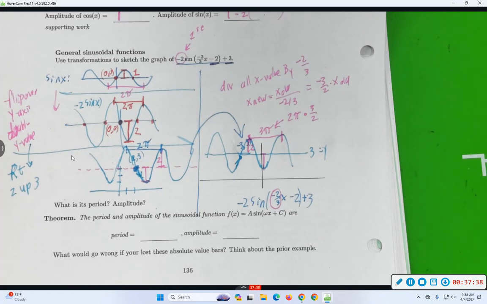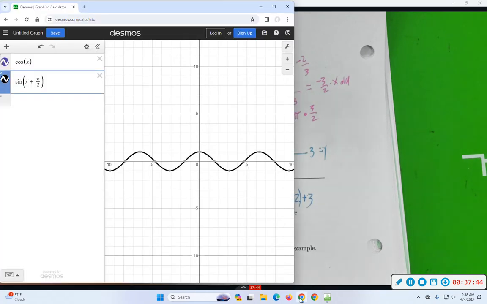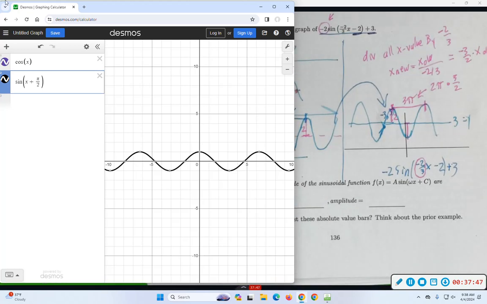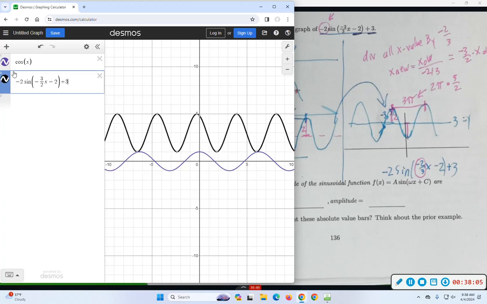And you know what? Let's go ahead and just check this. Let's graph this thing, and also read off the period and amplitude from that graph. -2 sine of -3/2 x - 2 plus 3. So there's the graph of this thing. The period is the difference between consecutive peaks. So the period is the difference between those two things. Let's compute it and see if it agrees with 3 pi.